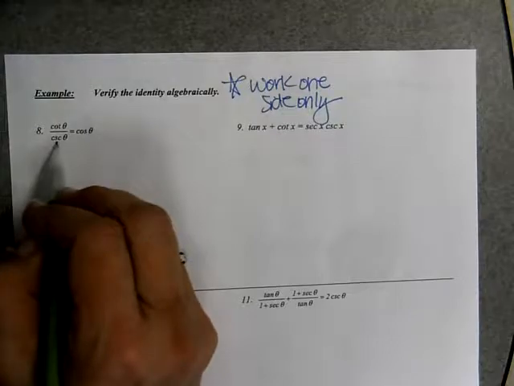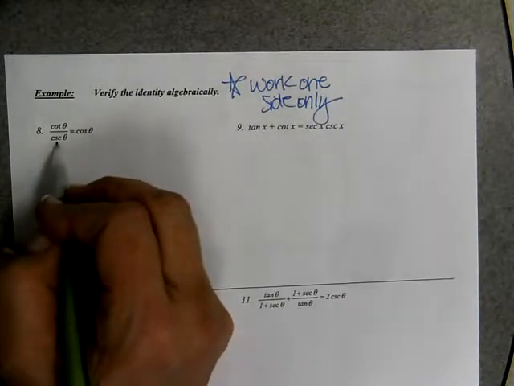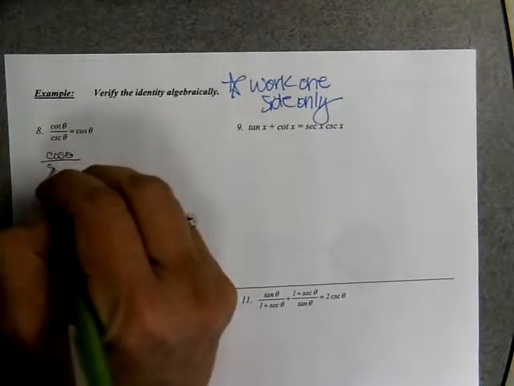So this, I believe, is the more complicated side. So let's put everything in terms of sine and cosine. So cotangent theta is going to be cosine theta over sine theta.